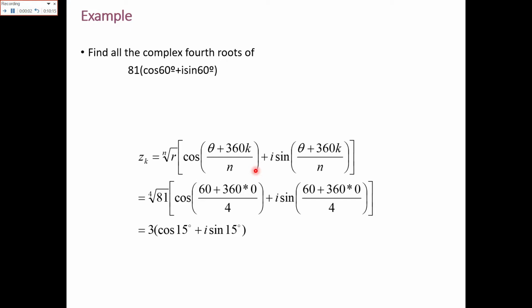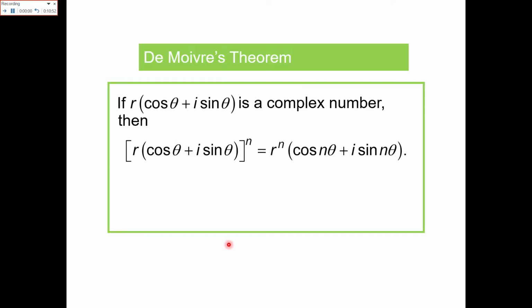Now we'll have this example. Find all the complex fourth roots of this statement. Here r is 81 and theta is 60 degrees. Now we have to find the fourth root. So 81 raised to power 1 over 4 into cos of the given angle 60 plus 360 k, where we put k as 0, over 4, plus iota sine of 60 plus 360 k, with k as 0, over 4. So this will be z naught, 3 into cos 15 plus iota sine 15.